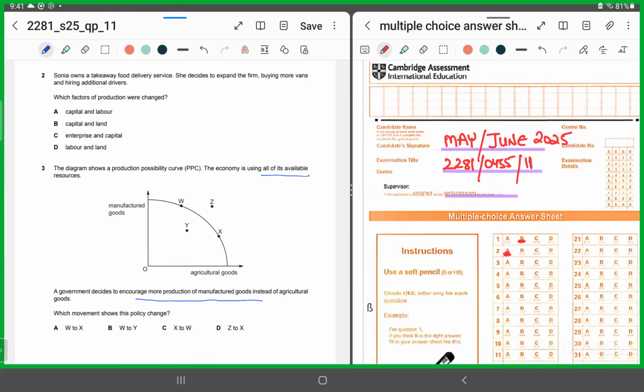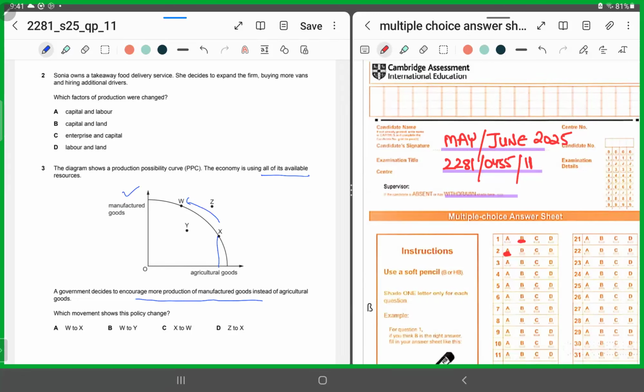So if initially it was on the PPC and now the government decides to produce more manufactured goods, this means we need to move towards the vertical axis, which is displaying the manufactured goods. So let's switch from agriculture to manufactured goods. If we were on the PPC, this means we will be moving from X to W, right? Because this means what?